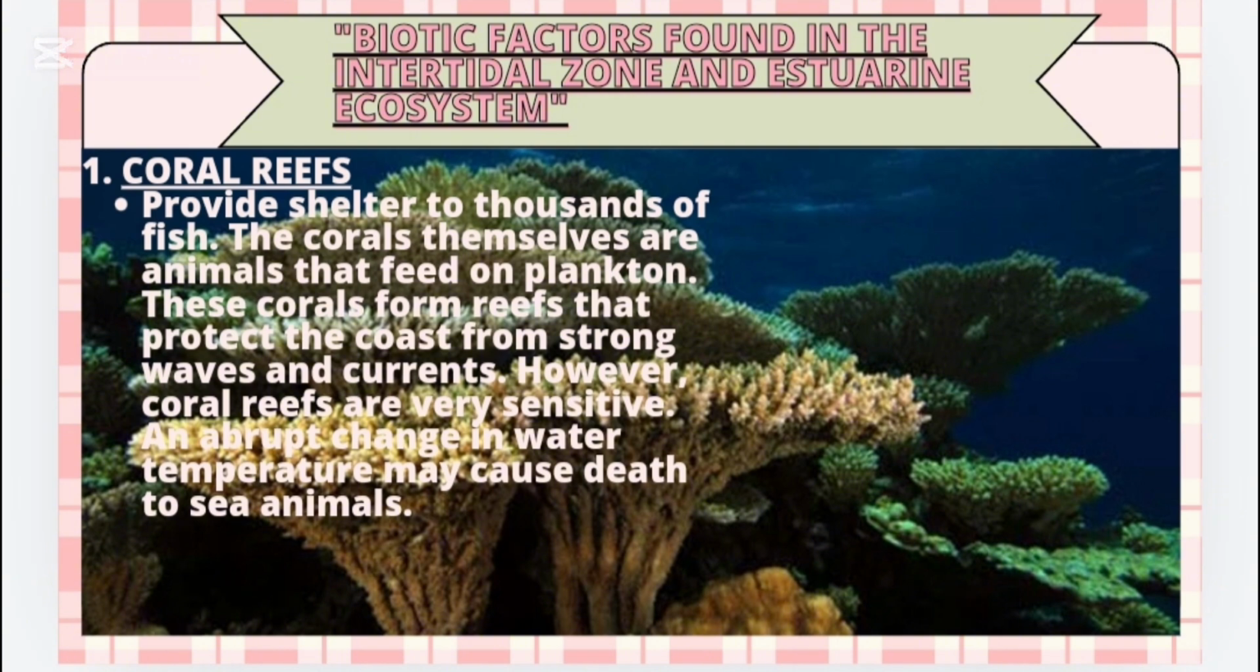The first one is coral reefs, which are the areas of estuaries, part of the subtidal zone, where biodiversity is rich. Biodiversity refers to the abundance of different living organisms living in an area. Coral reefs provide shelter to thousands of fish. The corals themselves are animals that feed on plankton. These corals form reefs that protect the coast from strong waves and currents. However, coral reefs are very sensitive. An abrupt change in water temperature may cause death to sea animals.